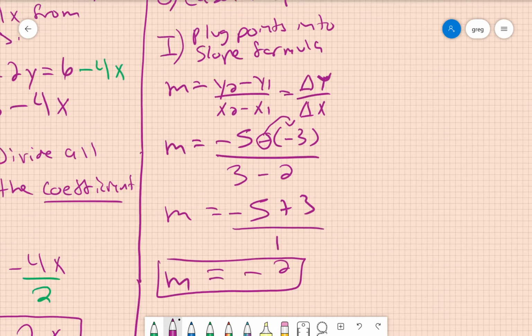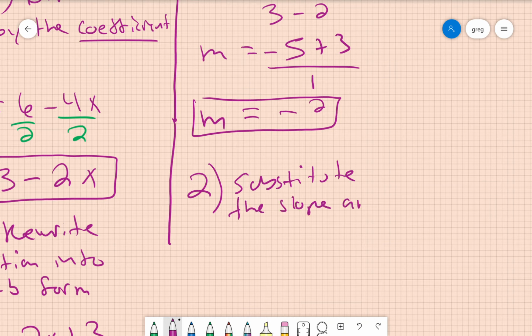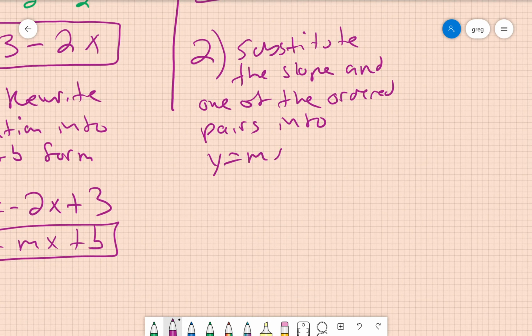Second step. We found the slope. Now, what would our second step be? We have the slope now. Remember, we're trying to take these points and generate an equation. What would be next? Derek, talk to me. Yes, so now I'm going to substitute the slope and one of the ordered pairs, doesn't matter which one, into y equals mx plus b.